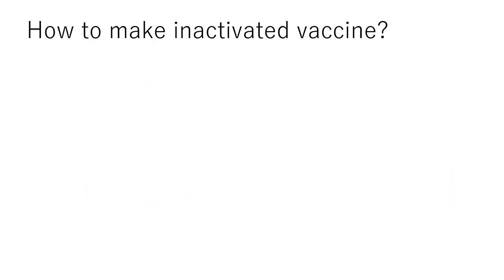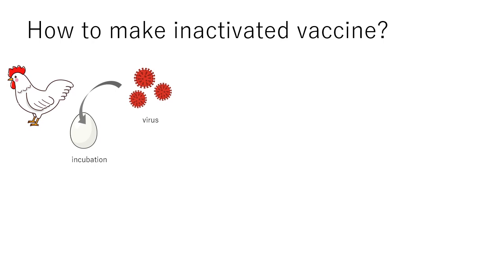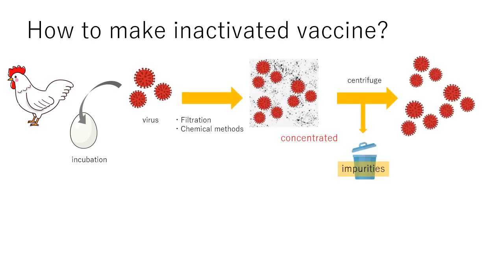Okay, how to create an inactivated vaccine? Let me explain how inactivated vaccines are produced, taking the influenza vaccine as an example. First, the vaccine strain is inoculated into hatched chicken eggs and cultured in them. After incubation, it is concentrated by filtration or chemical methods and centrifuged to remove impurities.